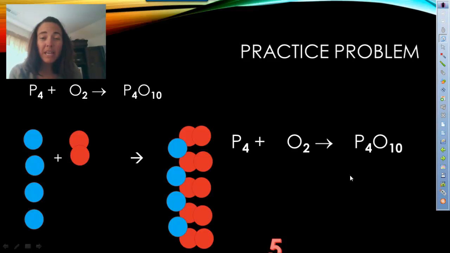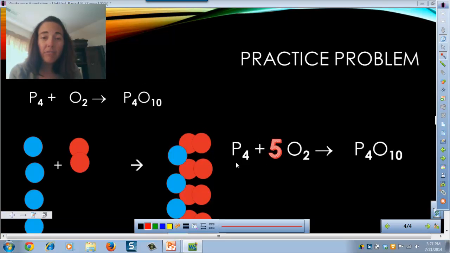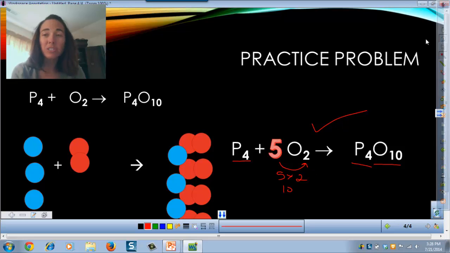So if we take a look, what I've done is brought in this coefficient of 5. That allows me to have 4 phosphorus atoms here and 4 here, so those are balanced. Now I take this 5 and I multiply it by the 2, so 5 times 2 is 10 oxygens on the left side, and look here on the right, I have 10 oxygens there as well. So this now is a good balanced equation. The coefficient of 5 in front of that oxygen did the job for us.